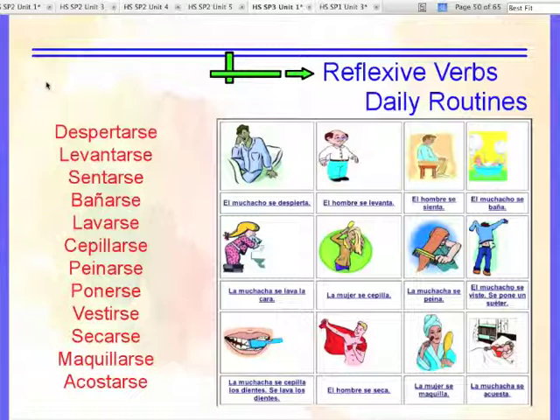You make yourself go to sleep, right? You close your eyes, maybe some quicker than others, and then your mind turns off and you're asleep. Reflexive verbs are verbs where the action returns to the actor. Despertarse, levantarse, sentarse, bañarse, lavarse, cepillarse, peinarse, ponerse. All of these verbs, specifically on this page, are kind of daily routines.